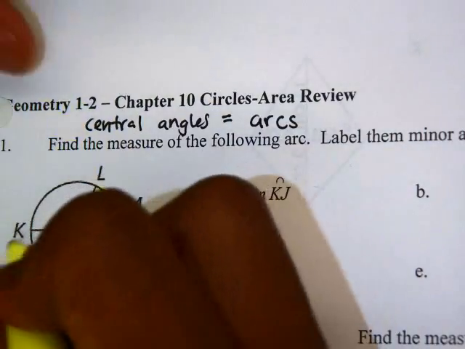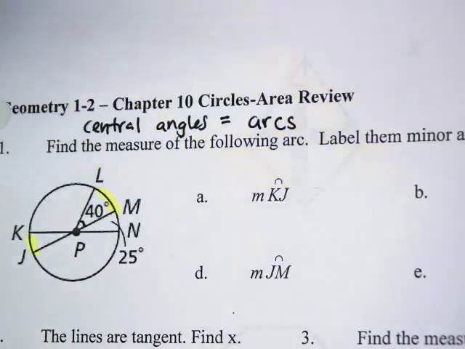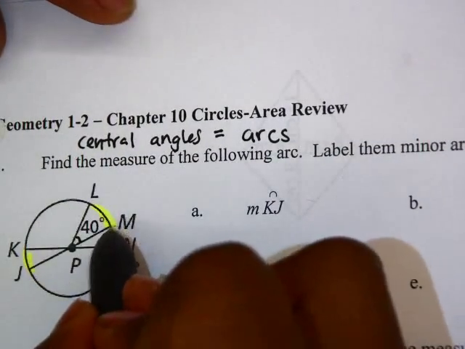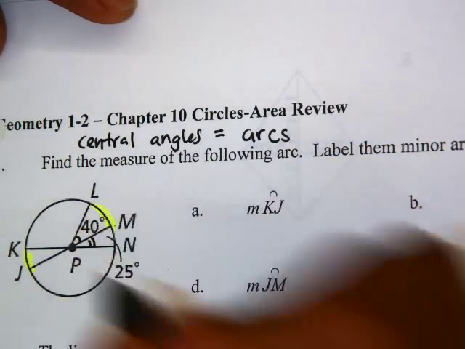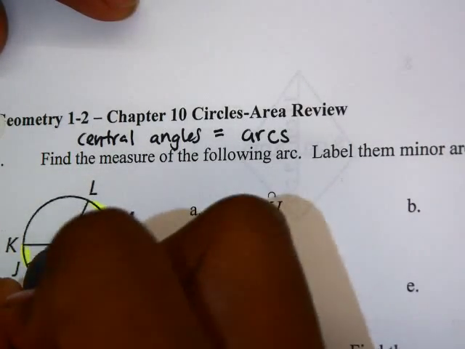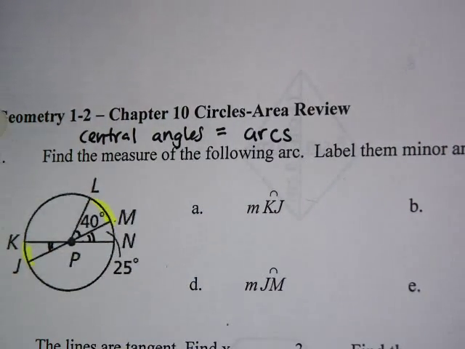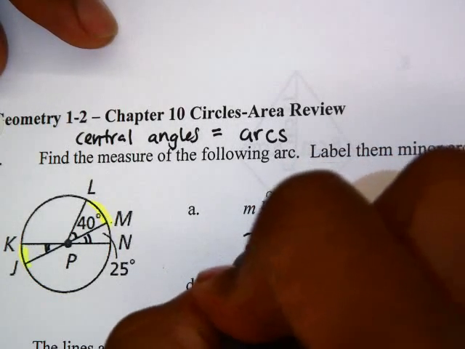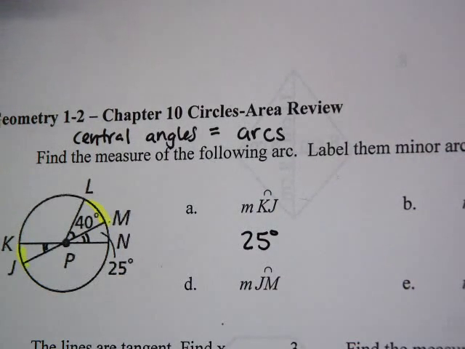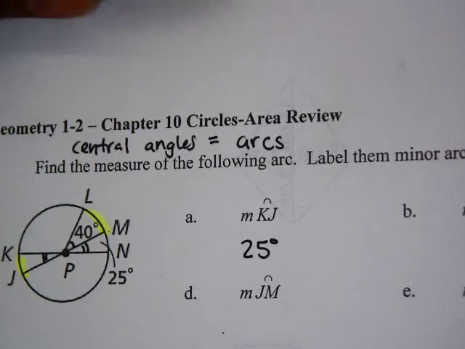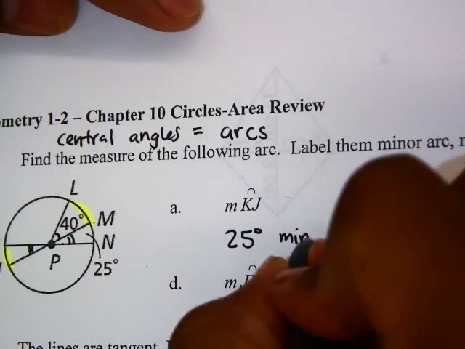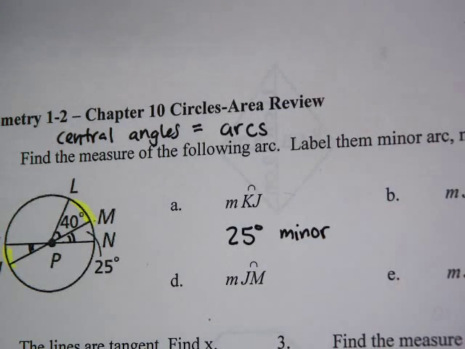So let's take a look. The measure of arc KJ, which is this arc over here. Well, I know that this angle MPN is 25 degrees, and since these are vertical angles, this angle is also 25 degrees, making that arc also 25 degrees. In the directions it said label the arcs whether they are minor, major, or semicircle. This is a minor arc. Minor arcs are less than half the circle, or less than 180 degrees.